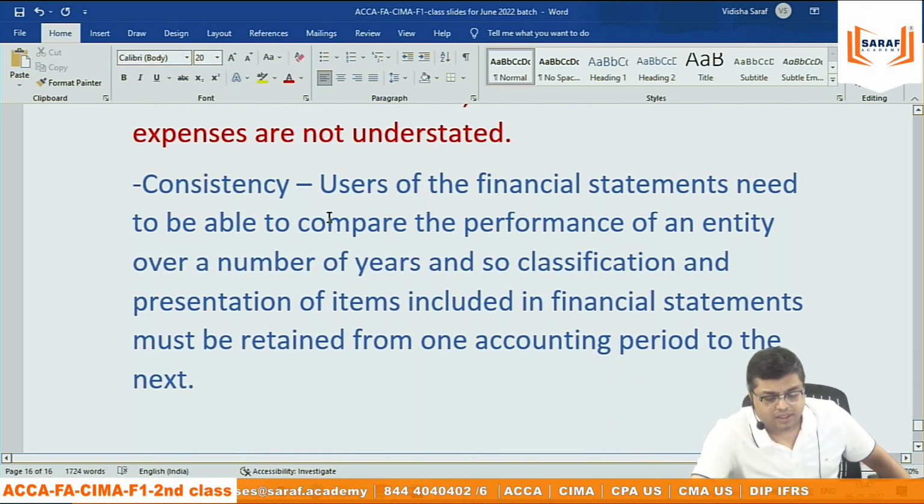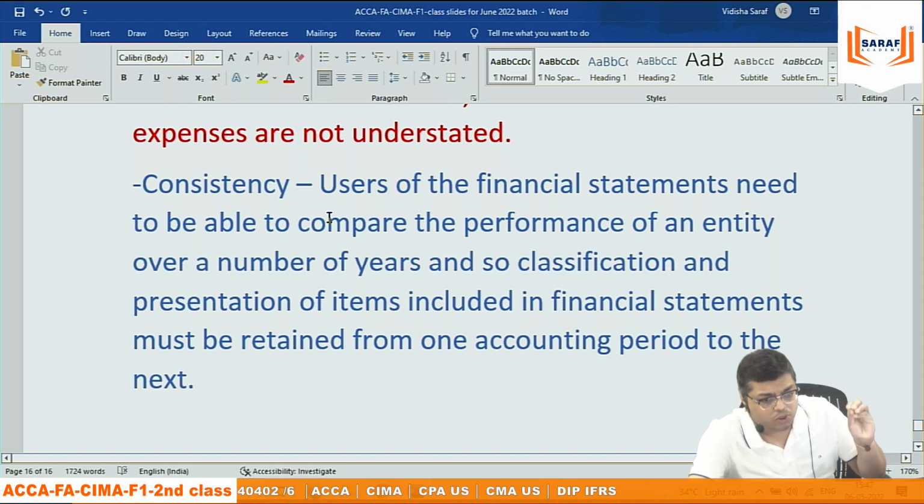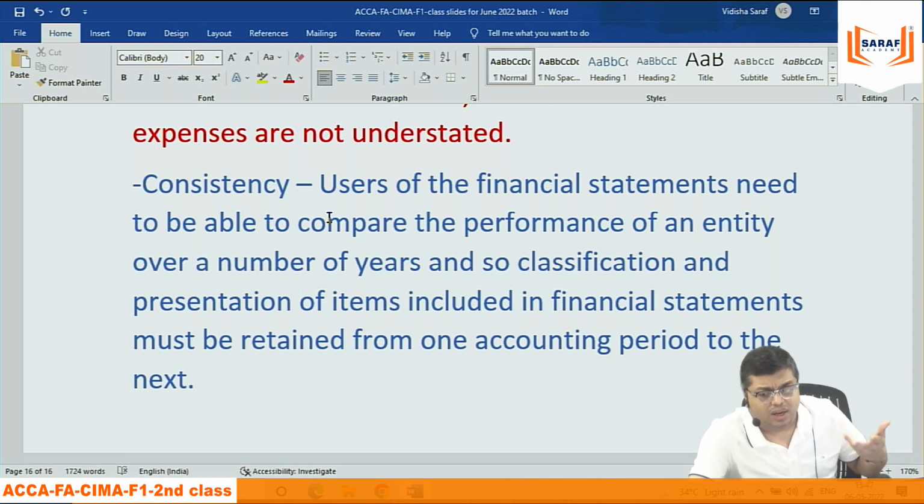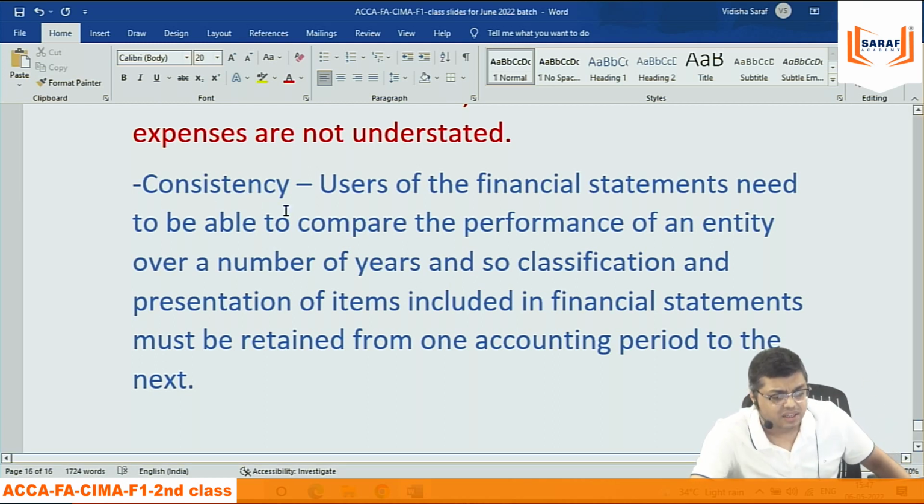And consistency. If in one year I am preparing books of accounts by following certain principles, certain policy, suppose for depreciation, I am following the straight line method. Next year WDV, again not allowed. Why are you changing your policy every year? Consistency. Don't change your policy principles from one year to another year.